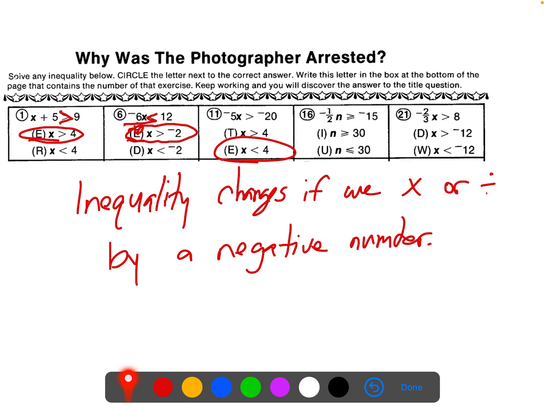So go through the back side of this handout, identifying if it changes or not. Use the letters in the puzzle to fill in the code at the bottom, because that's going to tell you if you solved them correctly and kind of check your work.